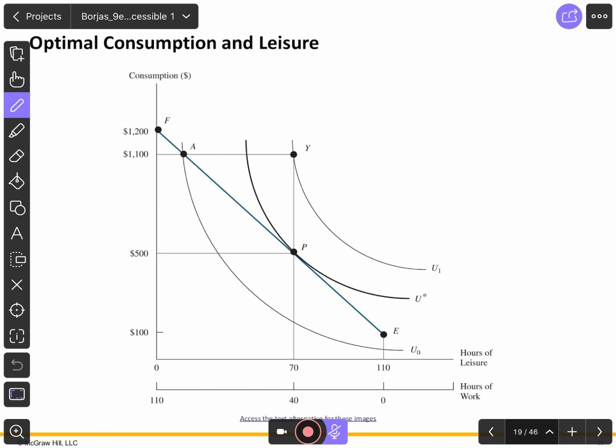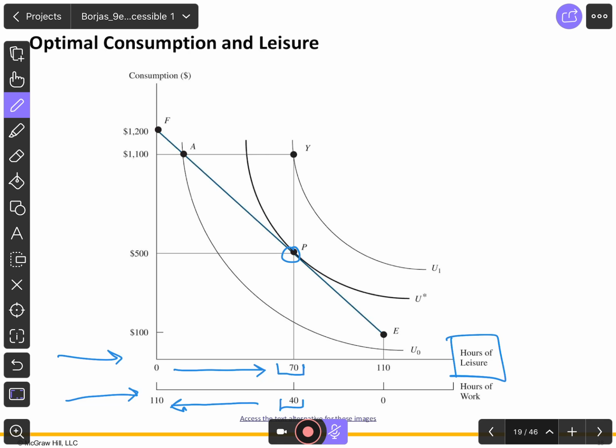So point P here, for example, is the point at which the worker is going to decide that he or she is going to have 70 hours of leisure, or you can think of it as 40 hours of work. Because if we go this way, leisure increases, work hours decrease. If we go this way, it's just the opposite. So I can either look at this axis or this axis, whatever you feel, but we are usually using this one.